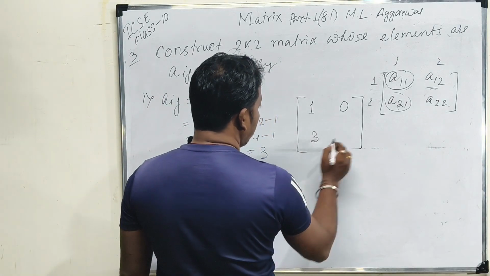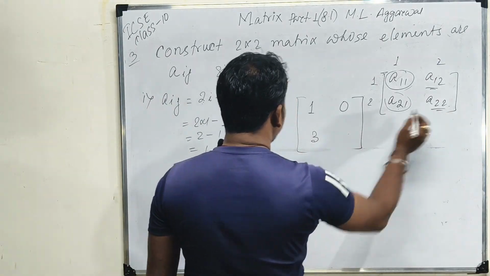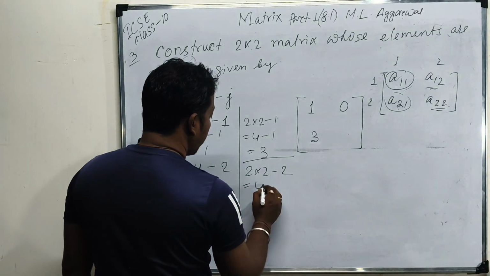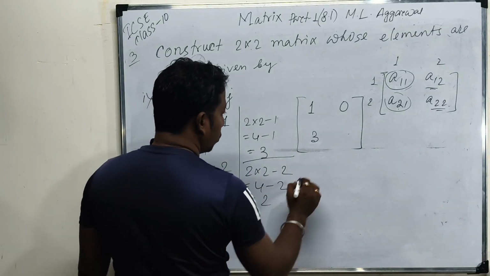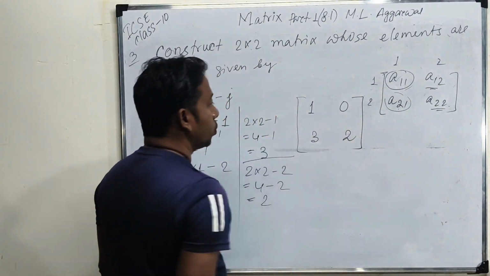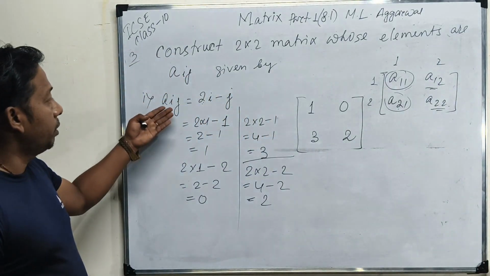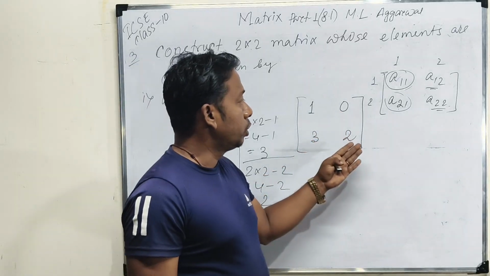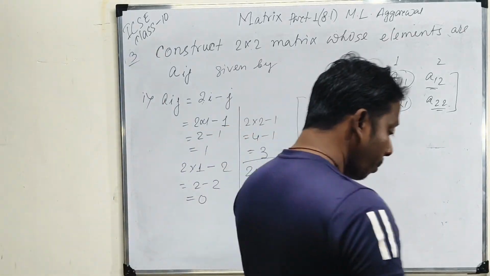So the value is 3, and now the fourth position, that is A22, that is 2 cross 2 minus 2, that is 4 minus 2, 2. So the value of this is 2. Clear? So you can easily find out the value of aij equals 2i minus j, that is 1, 0, 3, 2. Clear?